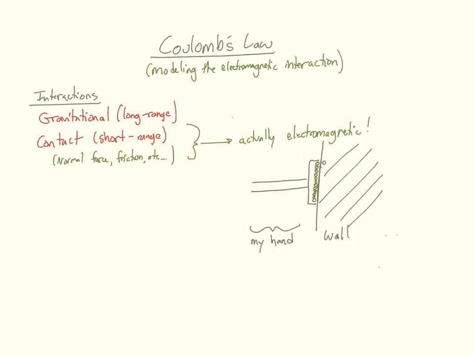In the same way, the wall molecules, which is actually wood or concrete and paint or whatever, are also being held together by the same electromagnetic forces. So the actual reason why my hand doesn't go straight through the wall is because there's a repulsive force between these that's preventing my hand from going through the wall.